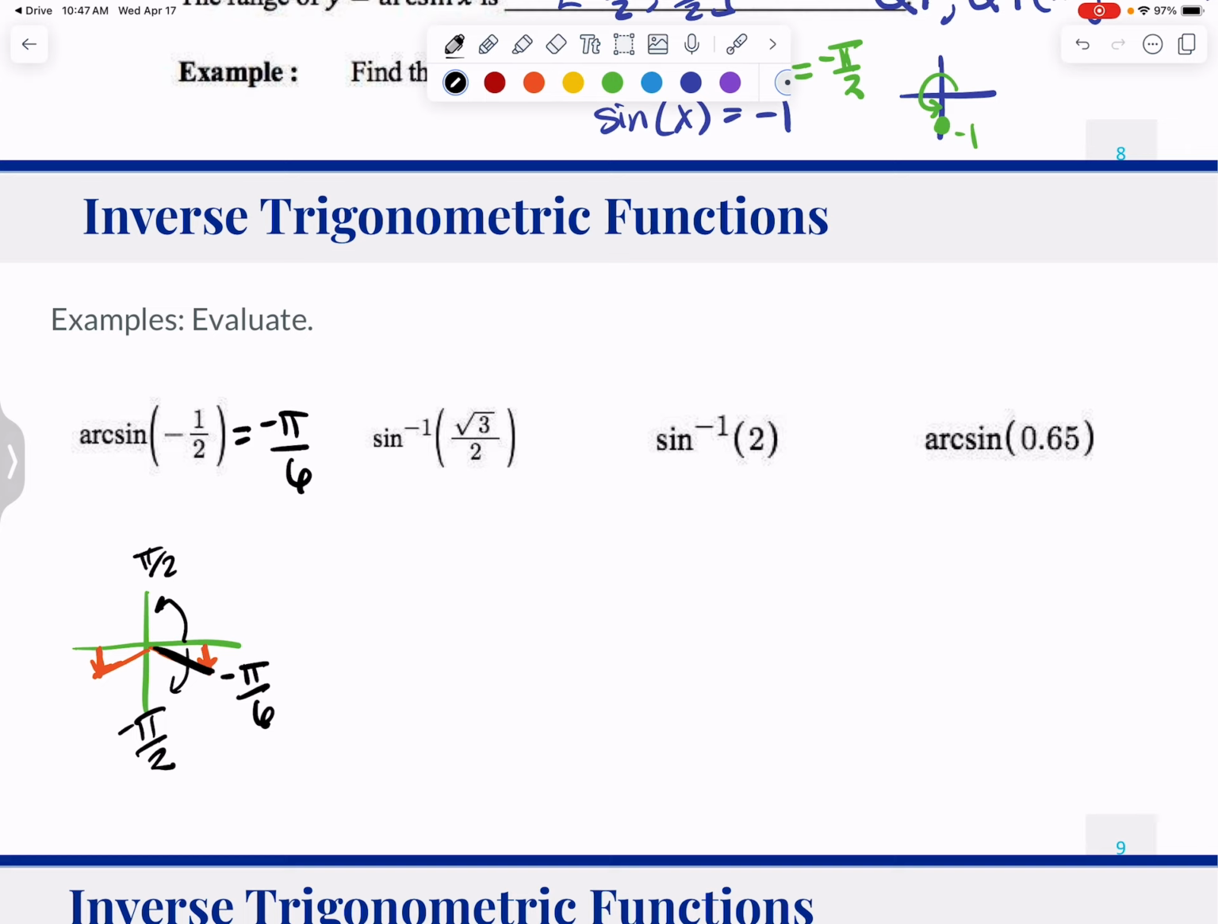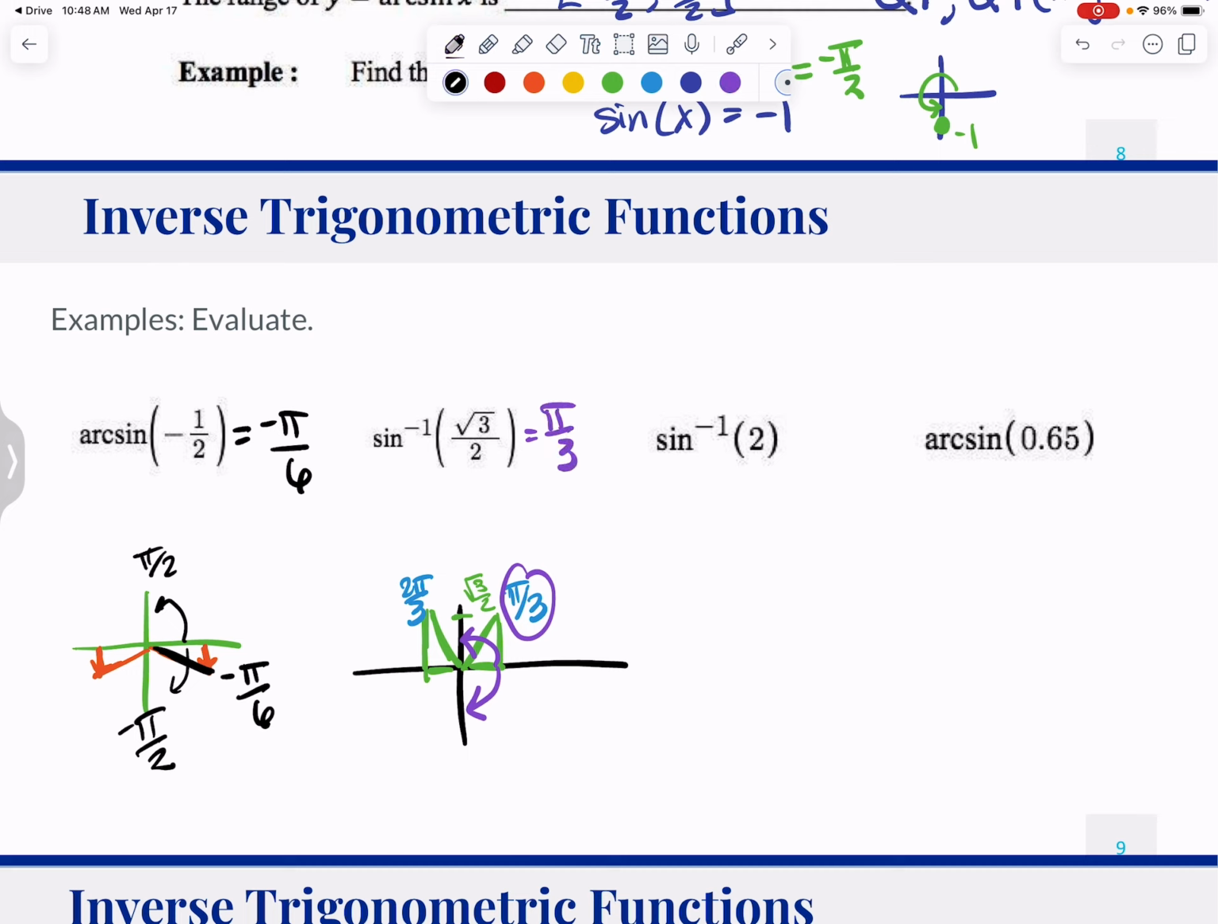Now, inverse sine of root 3 over 2. We know sine is y, so I'm thinking root 3 over 2 is the y value. Meaning, we have these reference triangles with pi over 3s. This is true for pi over 3 and 2 pi over 3. Those are the two angles that make sine positive root 3 over 2. However, our default range is negative pi over 2 to positive pi over 2. So we're only going to use this one, and that is pi over 3.